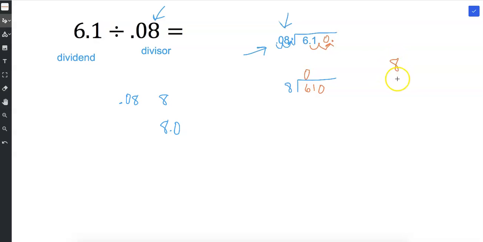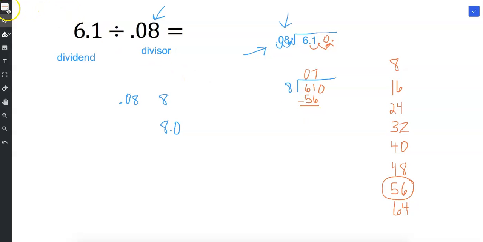So 8 times 1 is 8, 8 times 2 is 16, 8 times 3 is 24, 8 times 4 is 32, 8 times 5 is 40, 8 times 6 is 48, 8 times 7 is 56, we're very close, 8 times 8 is 64, which is too much. So this is the right choice for us. So that was 1, 2, 3, 4, 5, 6, 7 8s. So 8 goes into 61 7 times. And 8 times 7 is 56, so I place 56 under the 61.